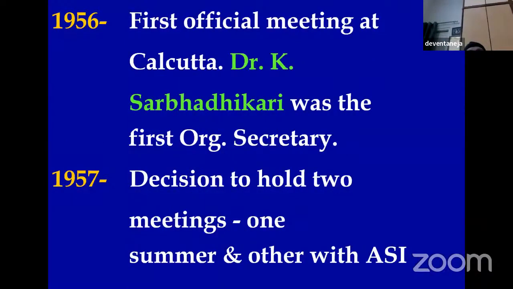In 1956, the first official meeting was held at Calcutta, and Dr. Sarvadhikari was the first organizing secretary. And in 1957, the decision was to hold two meetings, one summer meeting and the other with the Association of Surgeons of India. That is how for quite some time we were having one meeting of purely orthopedic surgeons in the month of August, and the other used to be held in the month of December with the ASI people.